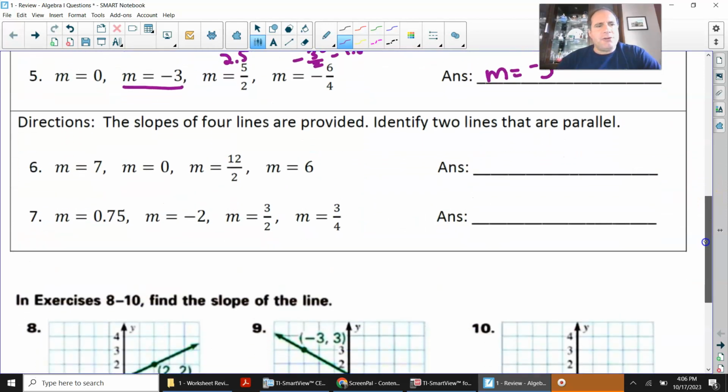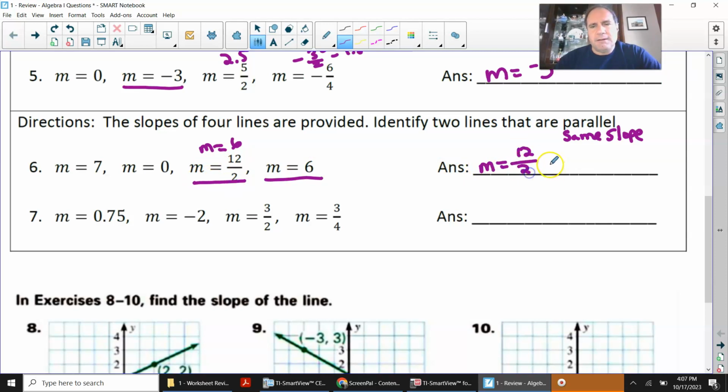Again, directions, the slopes of 4 lines are provided. Identify the 2 lines that are parallel. Remember, parallel lines have to have the same slope with a different y-intercept. Since we're only given the slopes here, it's just basically the same slope. So this is 6, and so is this, by the way. This is 0, this is 7. Remember, same slope. That means M equals 12 over 2, and M equals 6. Those are parallel lines.